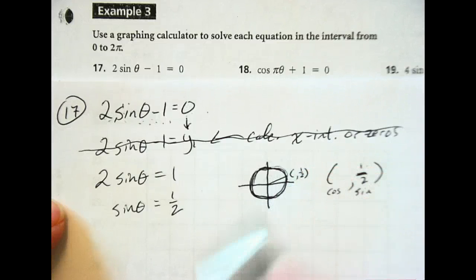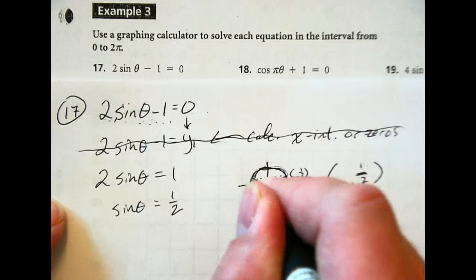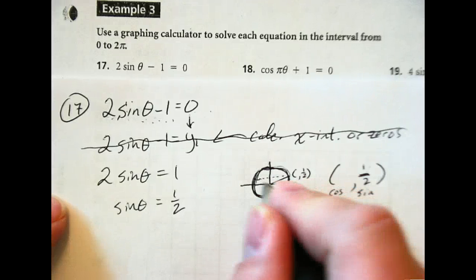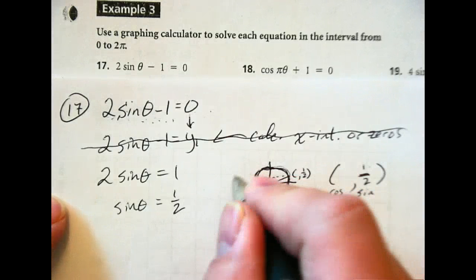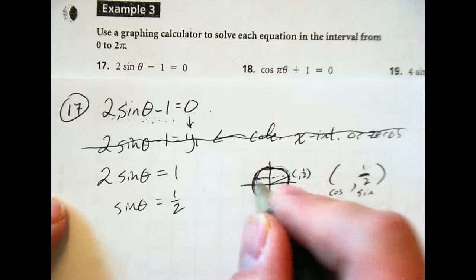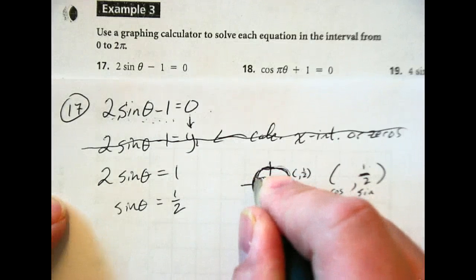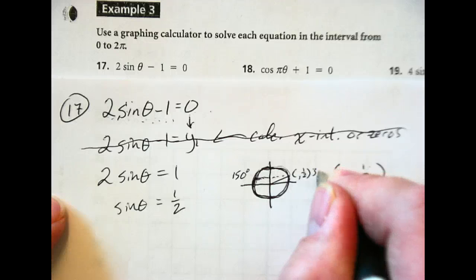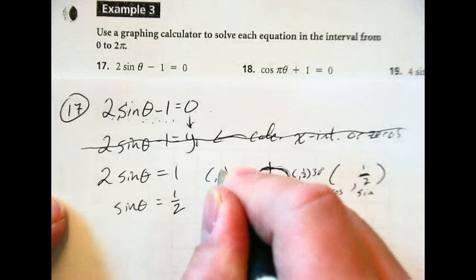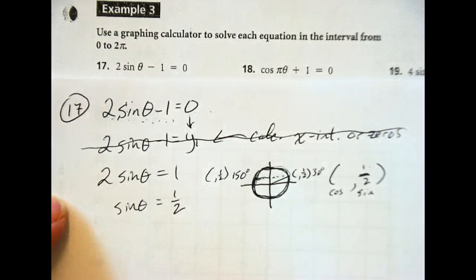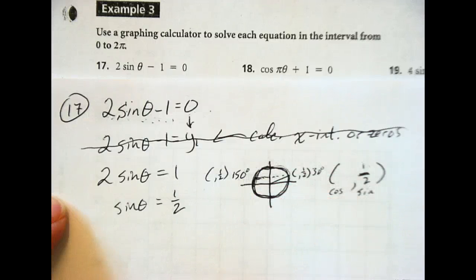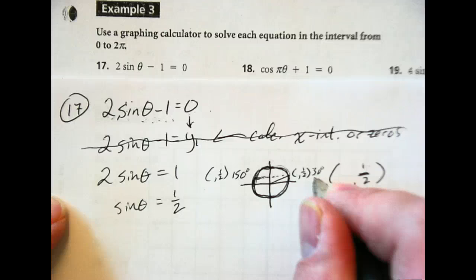Where else is sine 1/2? Hint. Hint. Okay, right. Well, that would be nice if it was more of a horizontal, but right there, which is 150. It's 30 from 180, right? It's 150 degrees. So we have 30 degrees and 150 degrees. If you're doing this by hand, this would be your answer. My answer would be 150, which we usually don't go into degrees. We go into radians. What is 30 as radians?